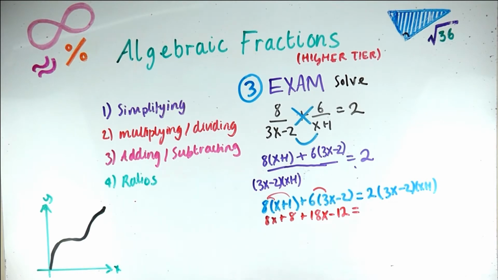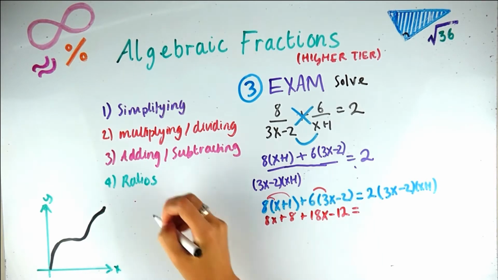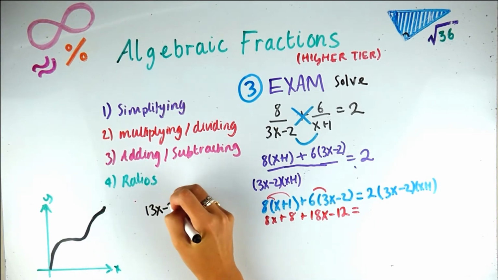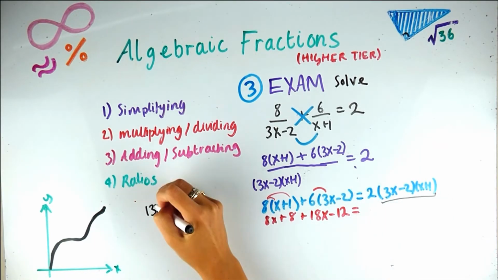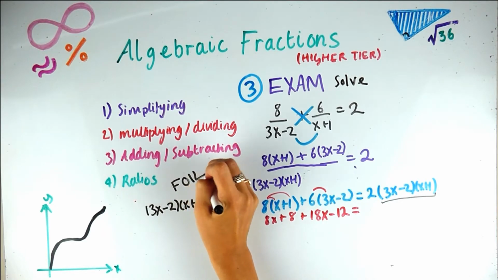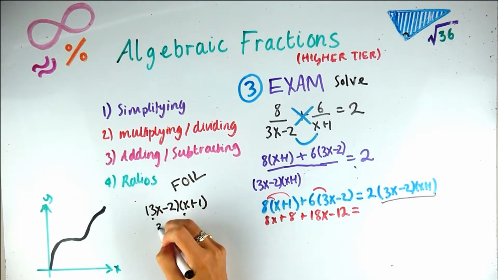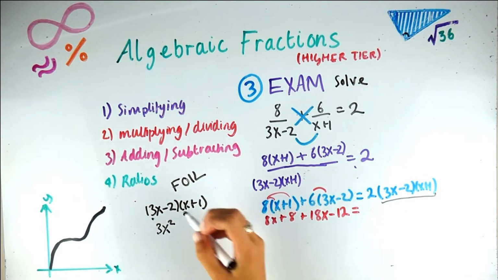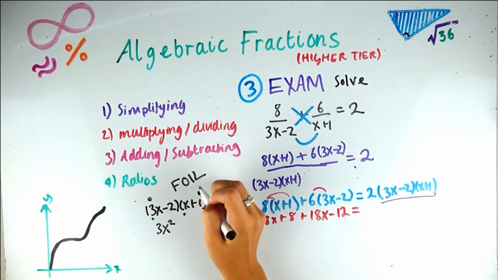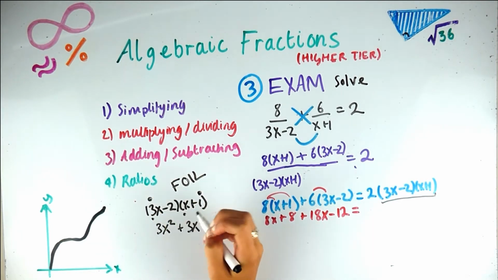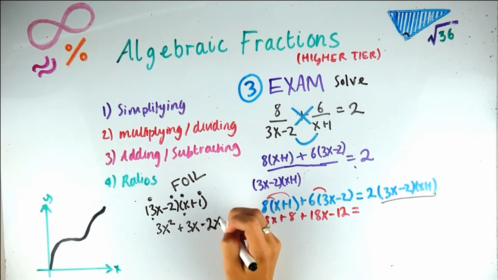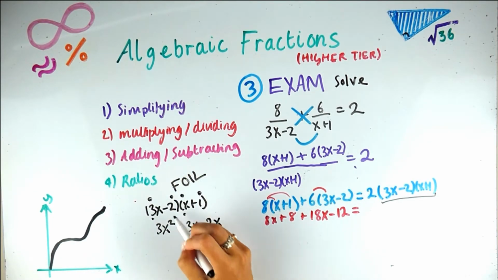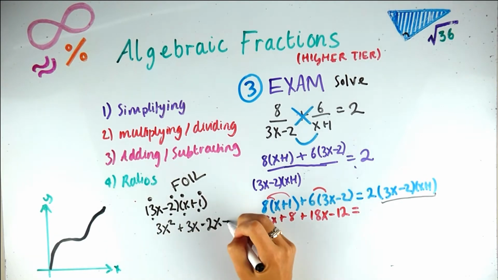And here we have, let's deal with the double brackets separately, always a good idea. So let's multiply out this bit here. So, FOIL. The first in each bracket is 3x times x, which is 3x squared. The outside two are these two, so 3x times 1 is 3x. The inside two are these two, minus 2 times x is minus 2x. And the last are minus 2 multiplied by 1, which is minus 2.